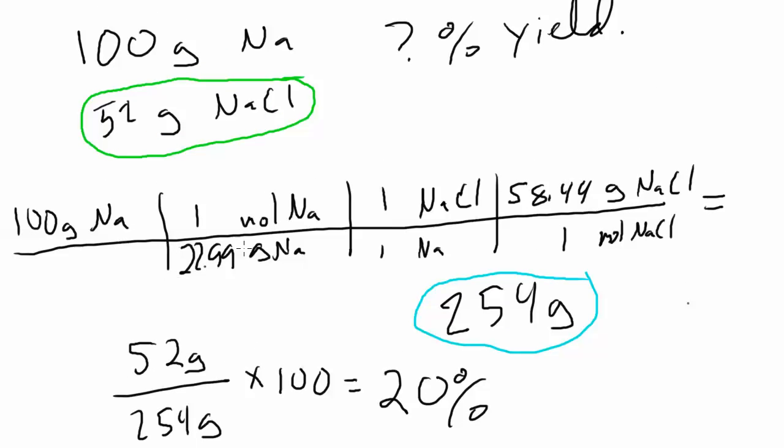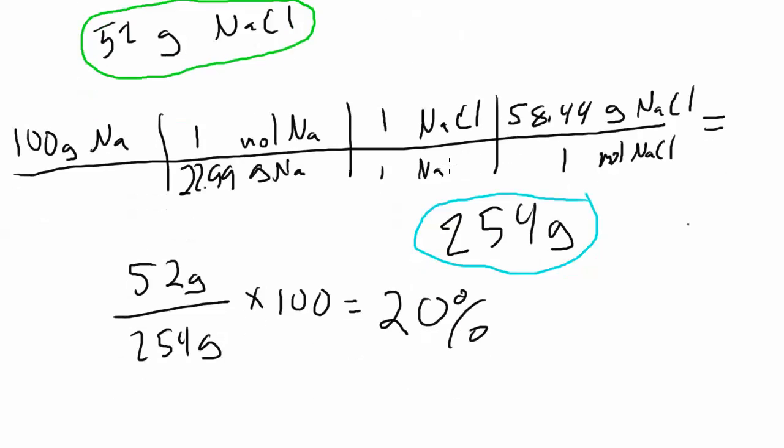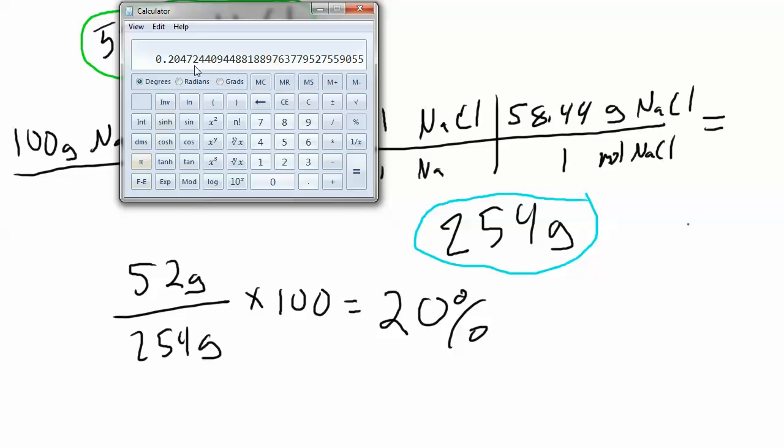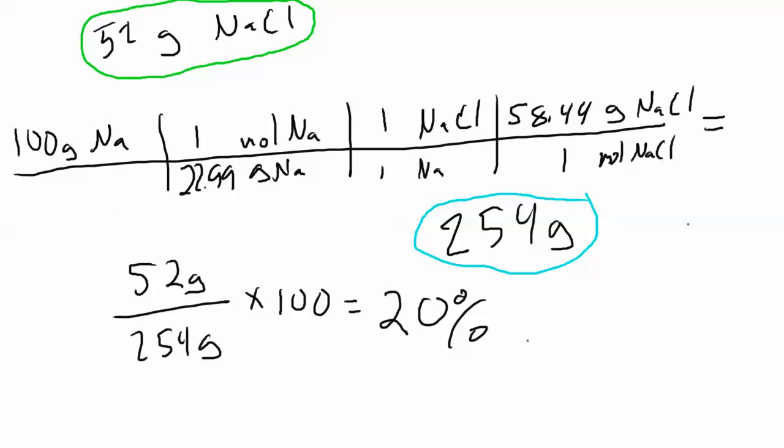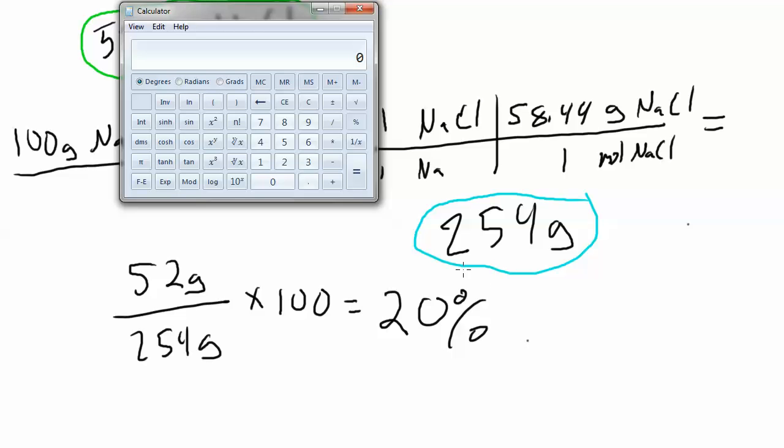Now a few things. Something that often messes students up with these kinds of problems is understanding how to actually divide them correctly. If it's 52 over 254, then 52 is what goes in the calculator first. This is 52 divided by 254. You've got to make sure you enter it right or you're not going to get the right percent yield. So that's how you calculate percent yield.